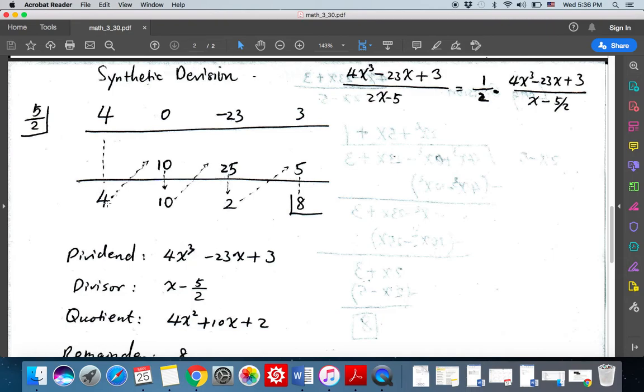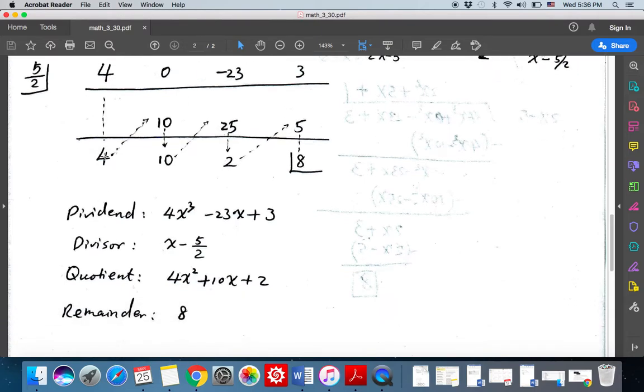The quotient is 1 degree less than the dividend. Because the dividend is a third degree polynomial, that means the quotient is going to be a quadratic polynomial. So 4 is going to be the coefficient for the quadratic term. So our quotient is going to be 4x squared plus 10x plus 2. Again, the last number we get in the last line is going to be the remainder, which has to be a constant because the remainder has to be of lower degree than the divisor. Divisor is degree 1, the remainder has to be degree 0, so it has to be a constant 8.